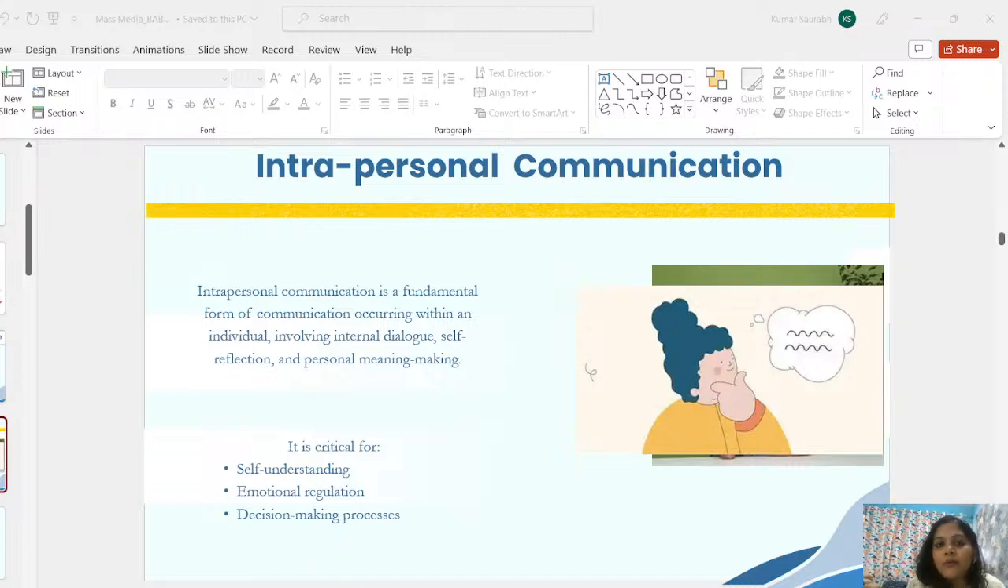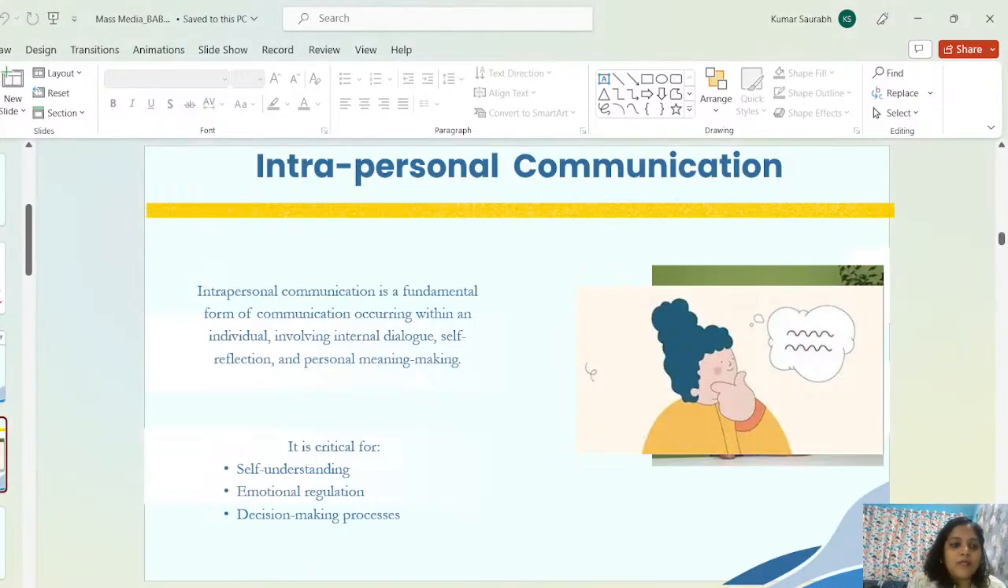Everybody is doing some kind of intrapersonal communication in their day-to-day life. It is really important. If you are in an exam and the moment you get your report card, you realize that this time I didn't perform well, and I need to really think about it. Next time I have to come up with a good strategy, because otherwise I'll fail in the exam. So every day you are introspecting, you are analyzing yourself. That all comes under intrapersonal communication.